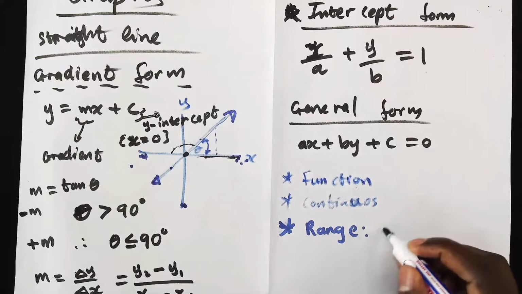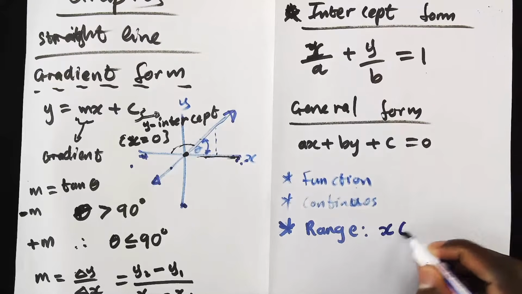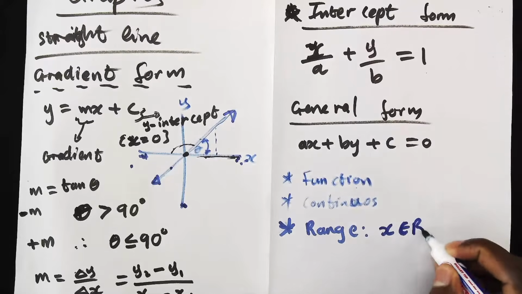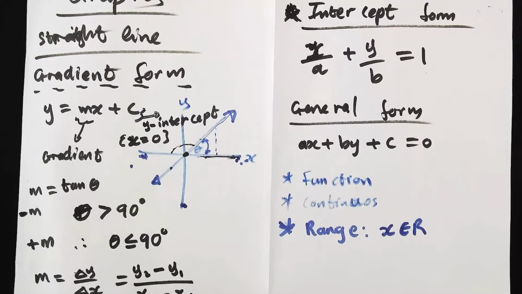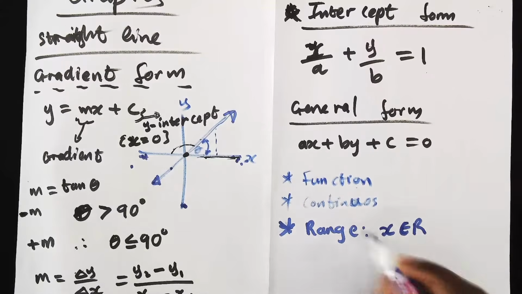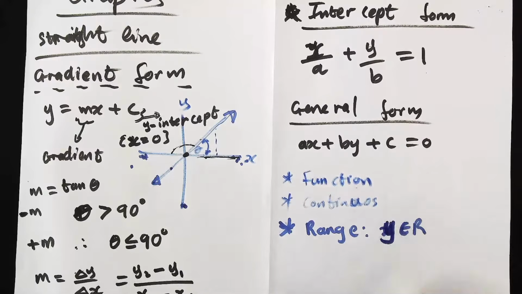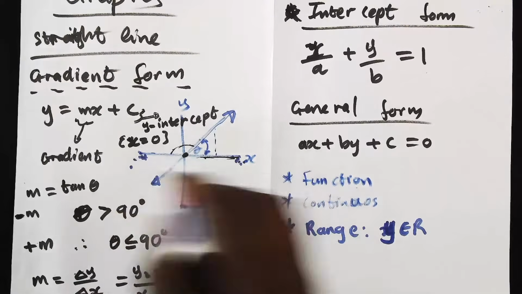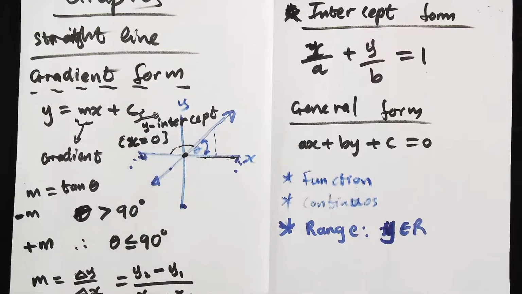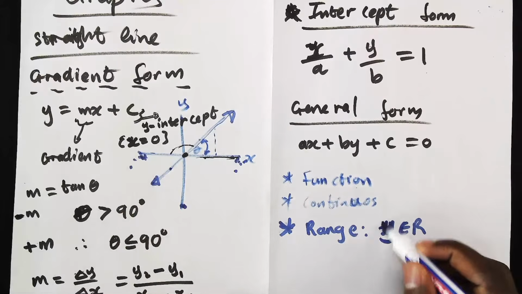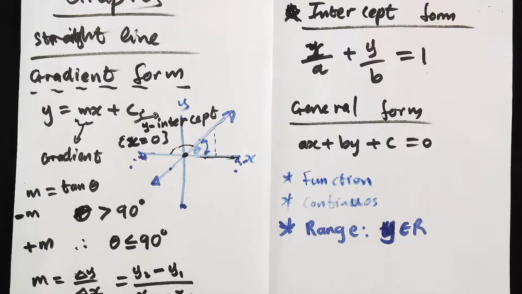But for this one, we draw our lines there and state that the range for the x values is the set of all elements of real numbers. So x is in R. Then for y, I keep on saying x because I ended with x here. So y must be the set of all elements of real numbers.